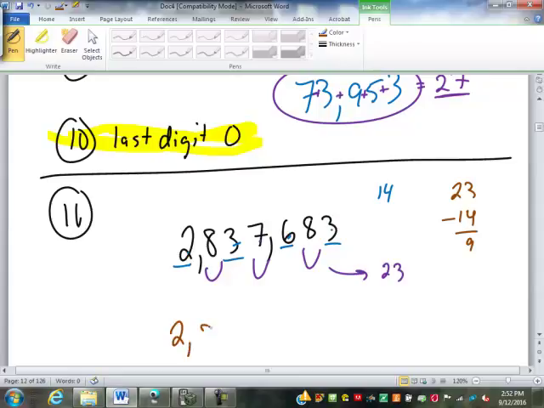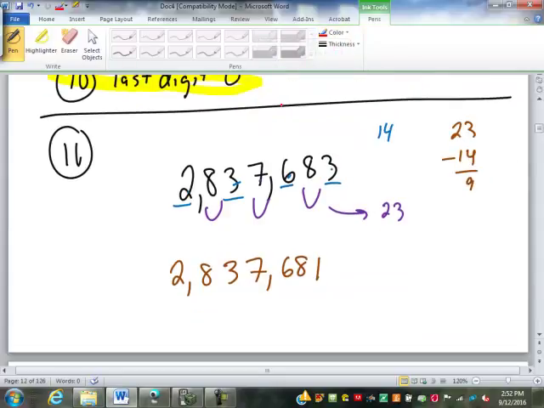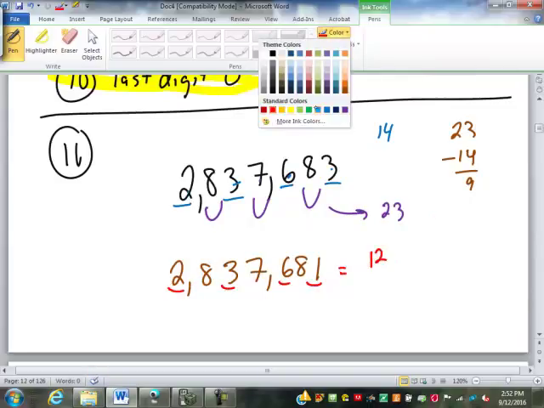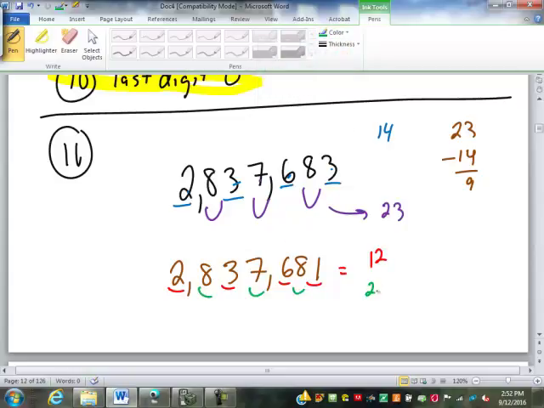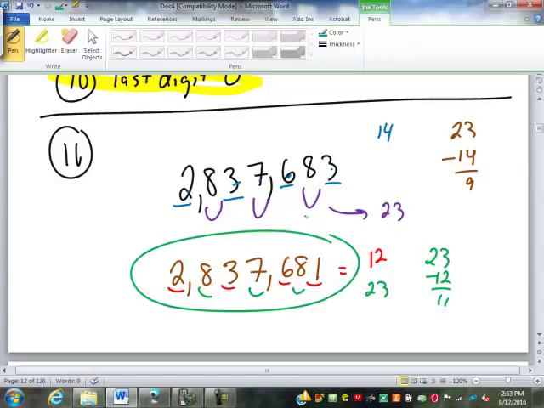But 2,837,681. I go 2, 3, 6, and 1 makes 12. 8, 7, and 8 is still 23. The difference between that, 23 minus 12 is 11. So that would be divisible by 11. You can see that's complicated enough that why would you bother? I mean, we do have calculators now. You can just punch in your calculator and divide by 11 and see if it comes out to a decimal or not, right? There are ones for 13 and 17 that I know of, but they get even worse and uglier, so we're not going to talk about them.